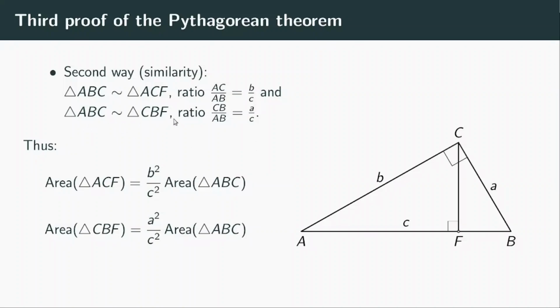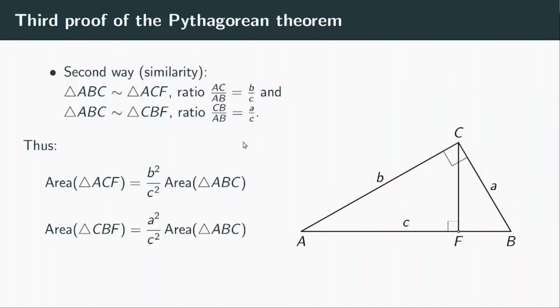Same deal in the other small triangle that we have. Triangle ABC is similar to triangle CBF, and I take my favorite corresponding pair of sides, and in this case I'm taking the ratio of the two hypotenuses again. So we have CB, which is this little a over here, that's the hypotenuse of CBF, and I take the ratio over the side AB, which is the hypotenuse of my big triangle. So I get a over c.